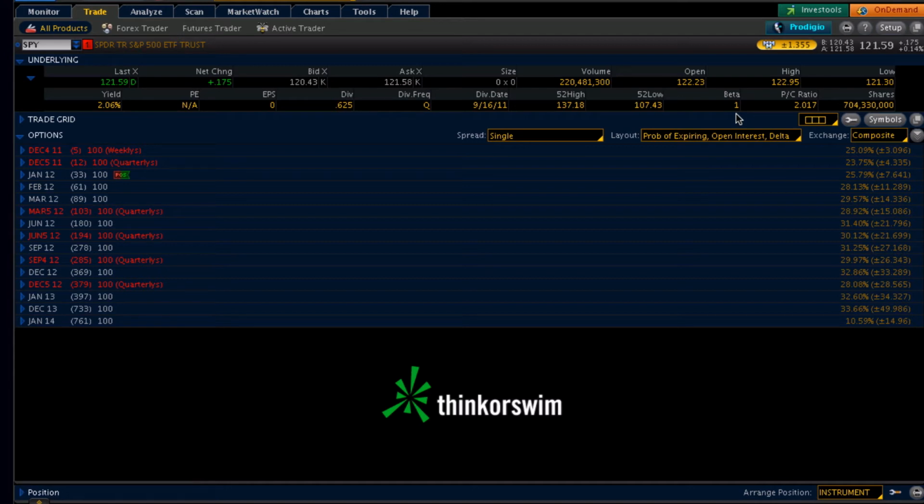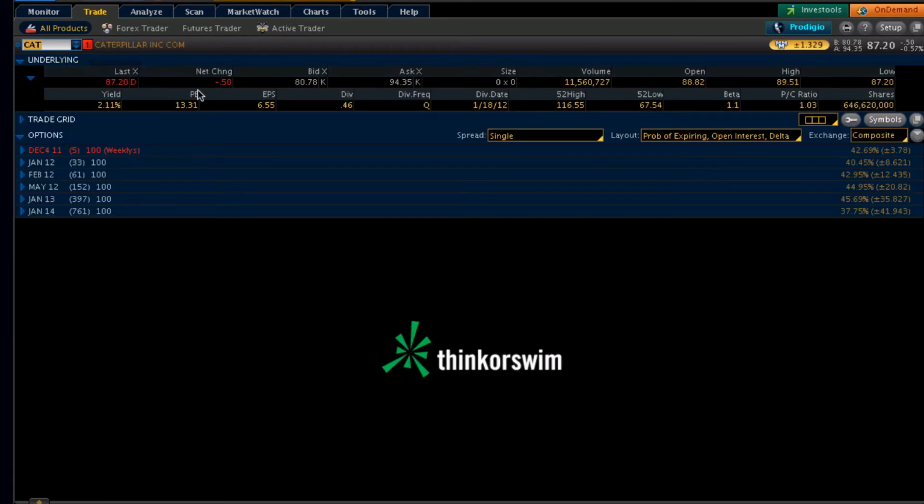Now let's look at another stock. Let's look at Caterpillar. If we look right in here, we have a beta of 1.1. What that means is that it's going to be 10% more volatile than the market. And realistically, that still is a pretty low beta. When I am scanning for trades, if I'm going to be doing positive theta positions, collecting premium, I like looking for trades that are below 1.2.